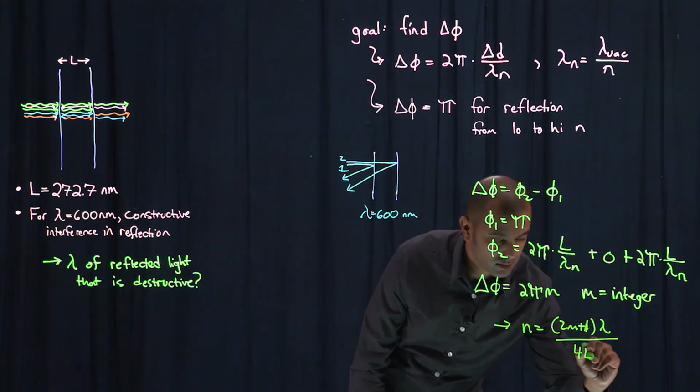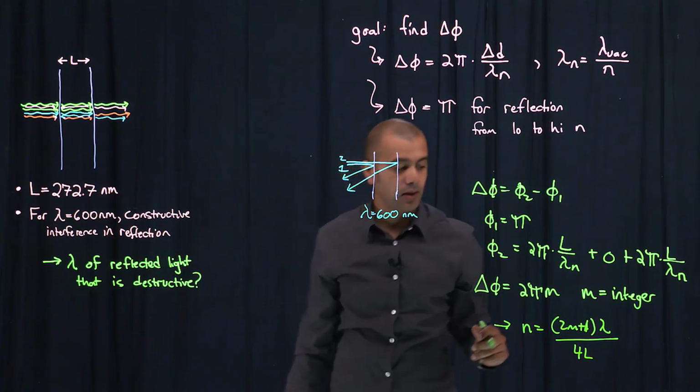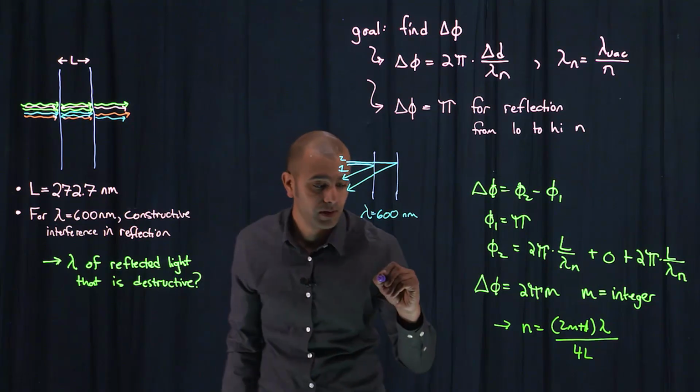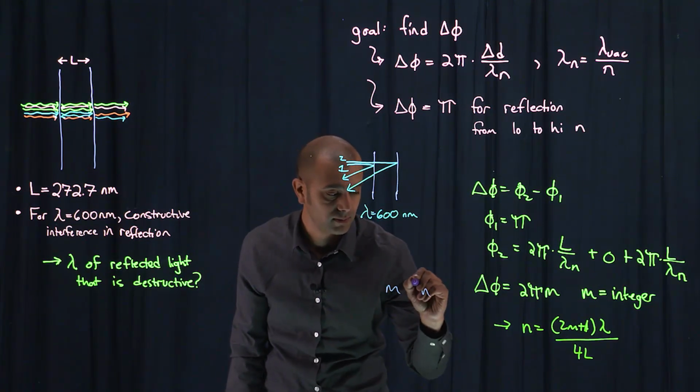Over 4L. Okay, and like I said, we don't know m. We don't know the integer m. But let's go ahead and plug in a few values of m, and we'll see what n is. And really only one of them kind of makes sense.